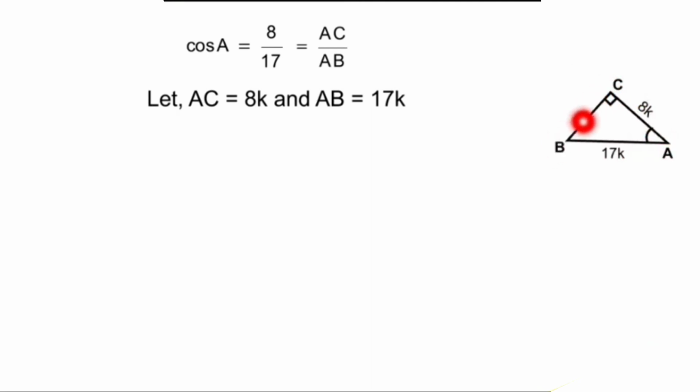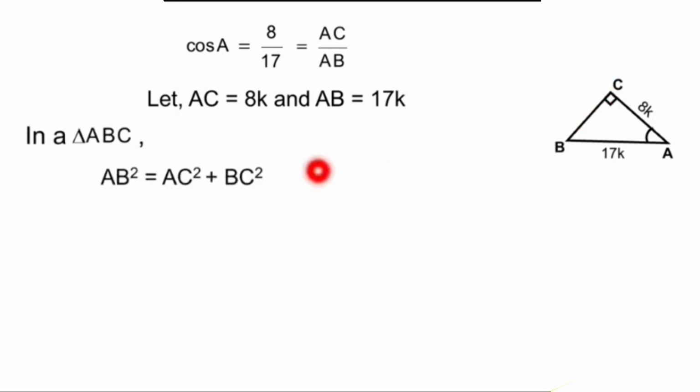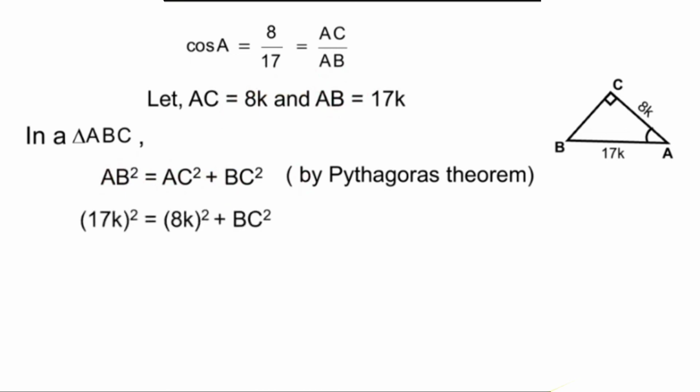Now let us find the length of the third side BC. We know that in triangle ABC, AB square is equal to AC square plus BC square by Pythagoras theorem. Now let us substitute the values of AB and AC in this equation. Then we get 17K whole square is equal to 8K whole square plus BC square. Now let us take the squares for 17K and 8K. Then we get 289K square is equal to 64K square plus BC square.